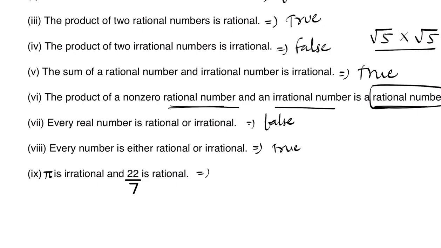Now, pi is irrational and 22/7 is rational. This is true. Why? 22/7 is in the form of p/q, but pi, which equals 3.14, when you divide this number, it will be a non-repeating and non-terminating number, which is an irrational number, and this is a rational number. So this statement is also true.